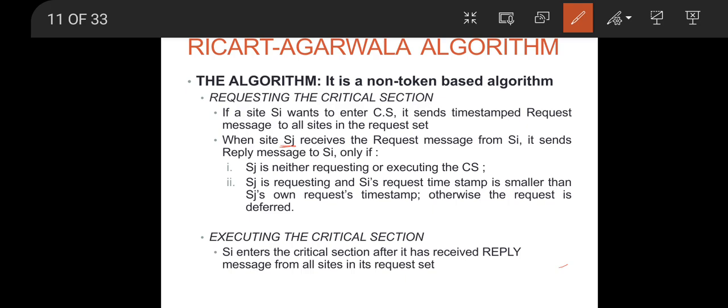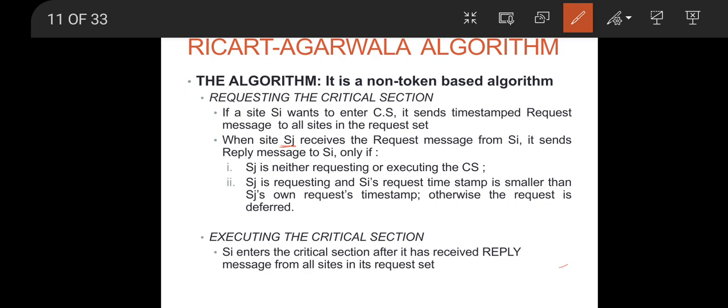Sj will check the timestamp. If its own request message timestamp is larger than the timestamp of the request message it is receiving from Si, then it will send the reply; otherwise the reply will not be sent.